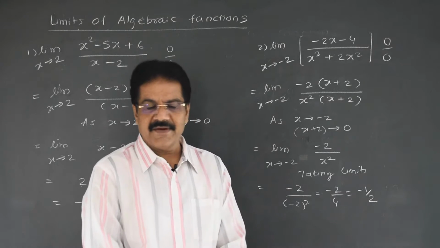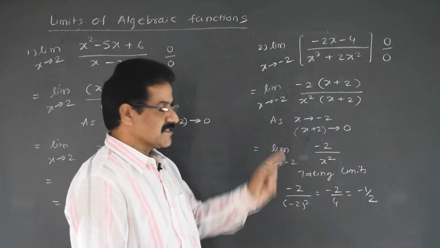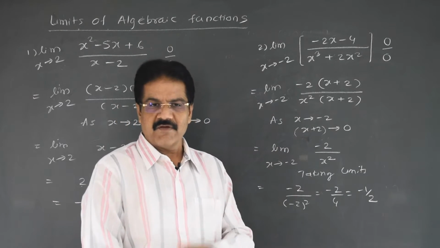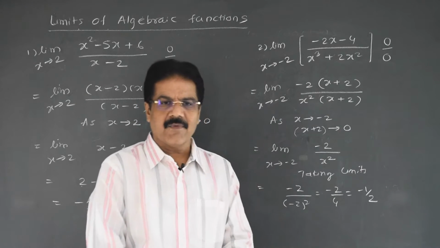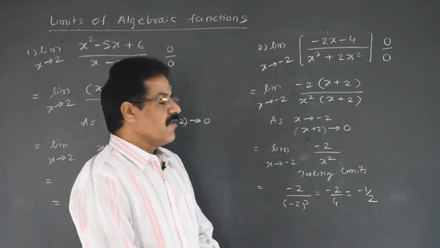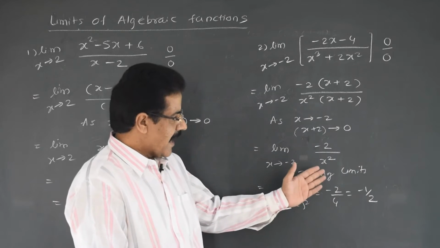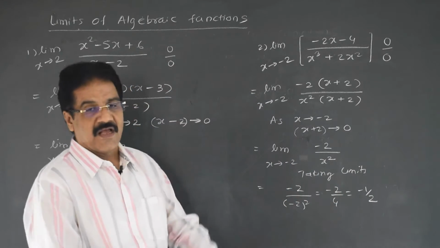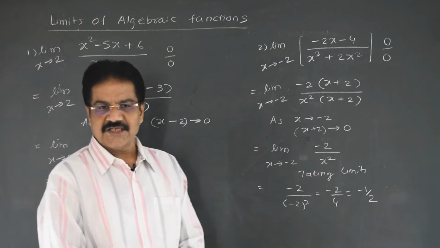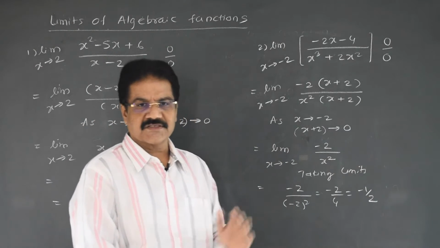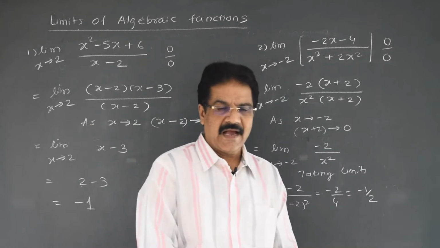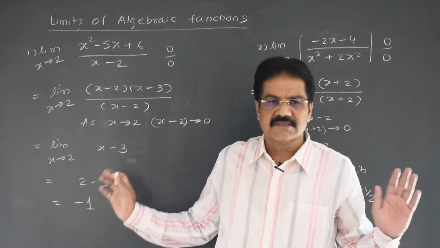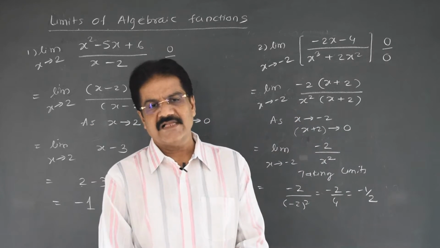So what do we mean by limiting value? When the value of x approaches minus 2, when the value of x is not exactly equal to minus 2, in that case the value of the function is approaching the value of minus 1 by 2. So this is the concept of limits of algebraic functions that we have studied. We have taken a standard formula and we have solved 2 examples based on this limits of algebraic function.